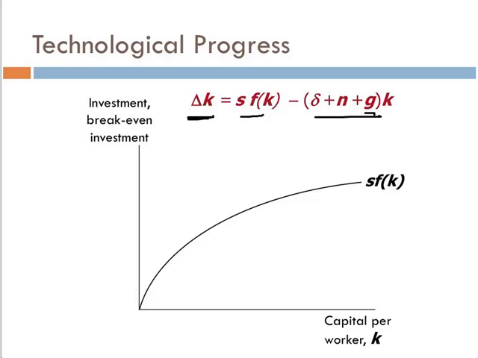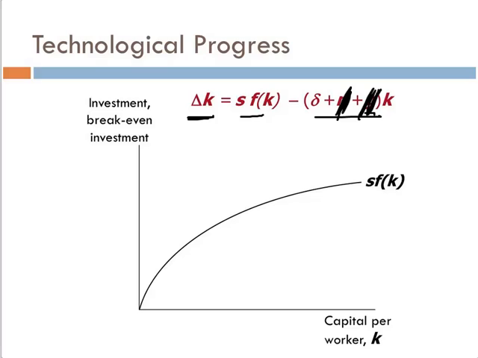Now I want you to notice something. What happens if the growth rate in technology is 0? Then the minus G goes away, right? And what do we have? Delta plus N times K, which is exactly what the model was when we simply had population growth. What happens if the technological growth is 0 and the population growth is 0? Then N is 0 and G is 0, and all we end up with is delta times K, which is depreciation. It's exactly the model we started out with at the beginning of Chapter 7.